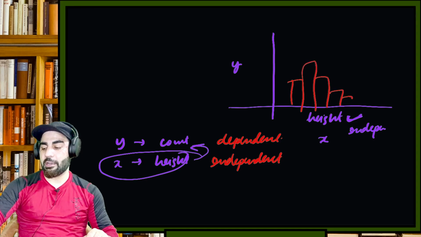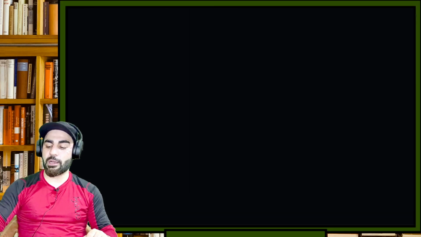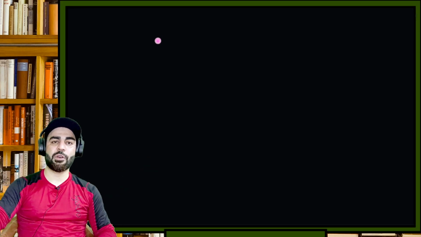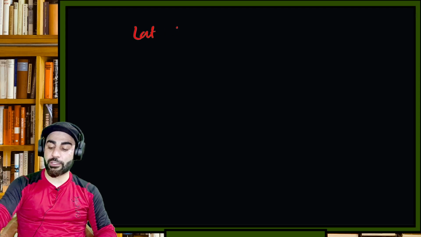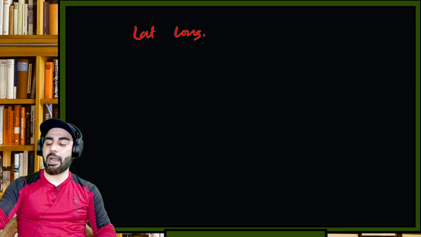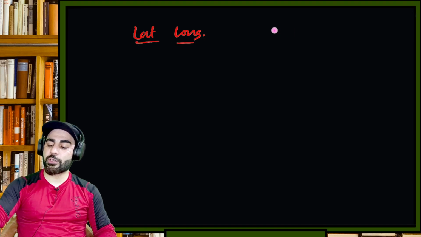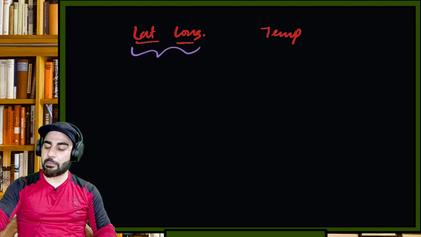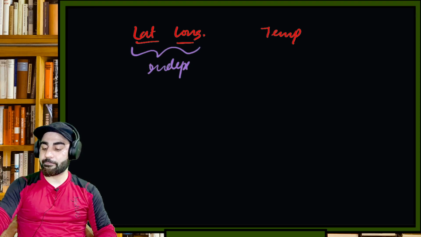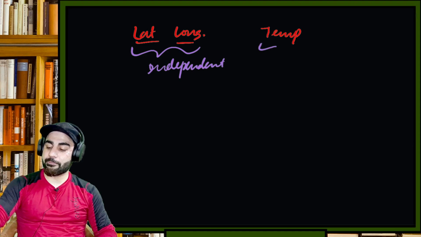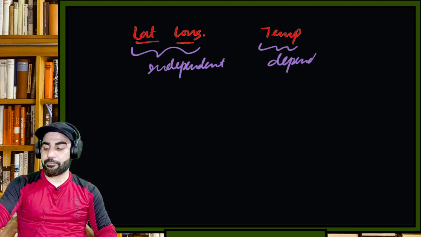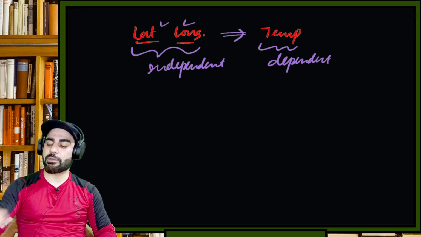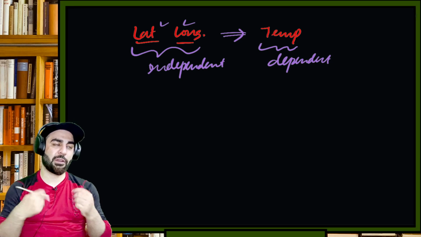But now, let's suppose you have the whole earth. How is the whole earth divided in terms of its places? We have latitude and longitude. And based on this latitude and longitude, you have temperature. Now here these two are my independent variables, and this is my dependent variable, because based on latitude and longitude, the temperature is assigned a particular value.